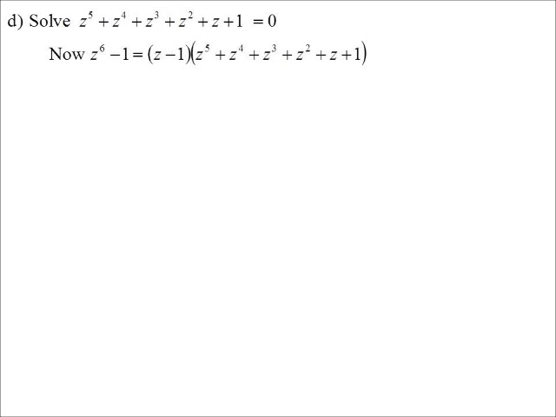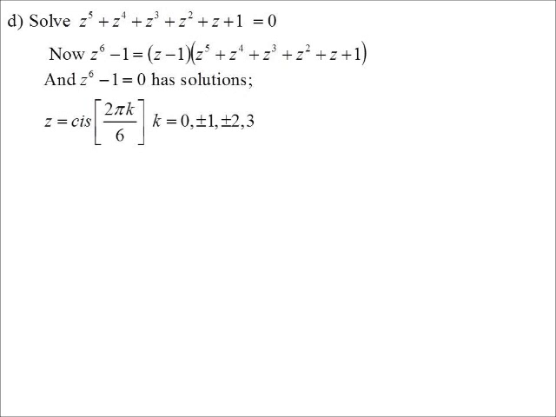I know z to the power of 6 minus 1 would be z minus 1 times z to the power of 5 plus z to the power of 4 plus z cubed plus z squared plus z plus 1. And z to the power of 6 minus 1 equals 0 is a lot easier to solve because that's a roots of unity question. So I know z to the power of 6 minus 1 has these solutions.